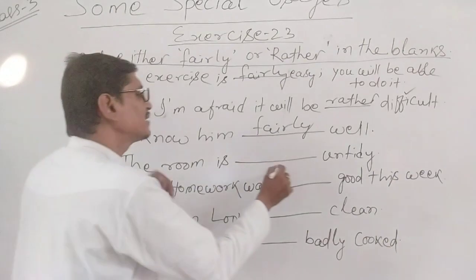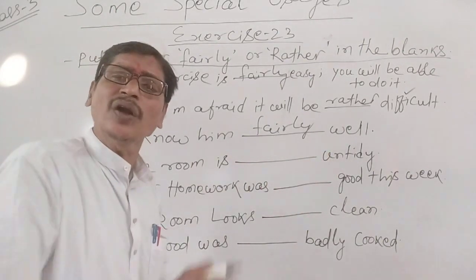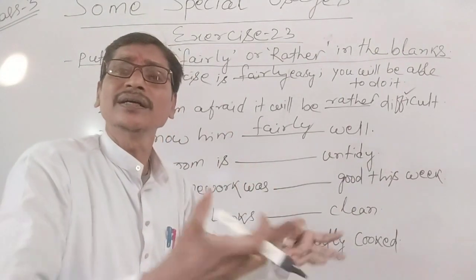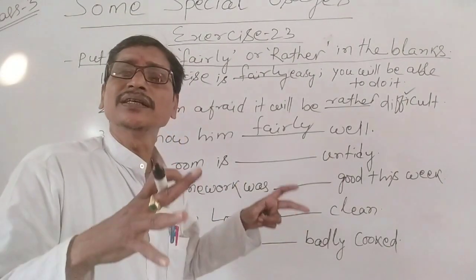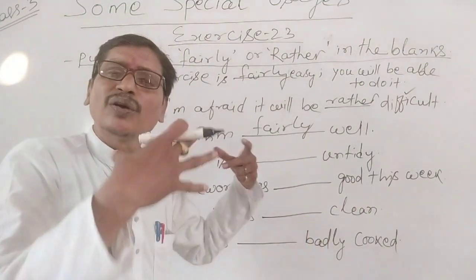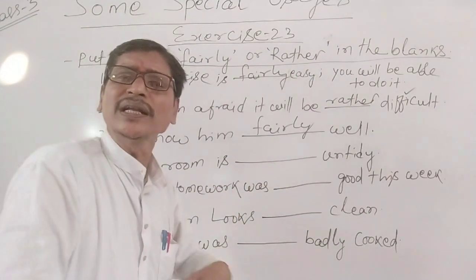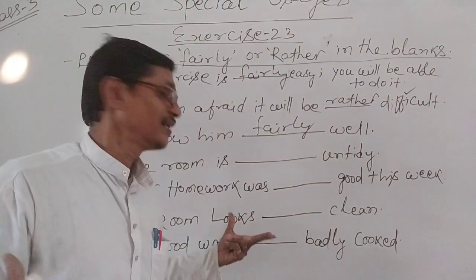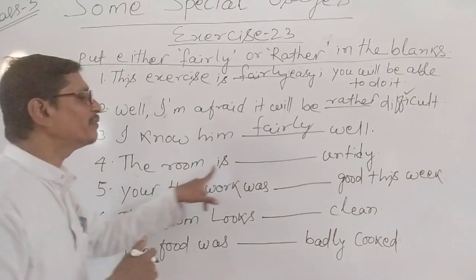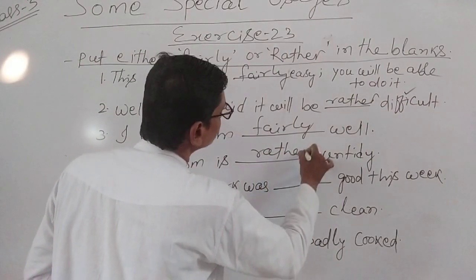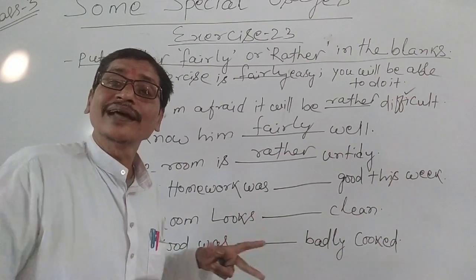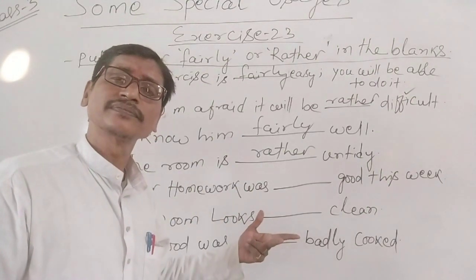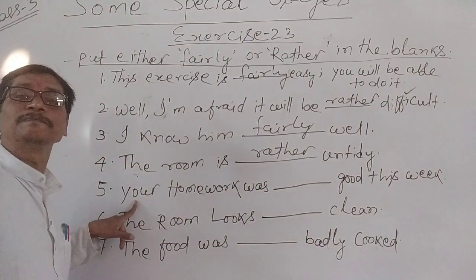So similarly, let's come to number 4. The room is dash untidy. Untidy means not in order, disorder. When somebody looks at your room, and the items, the utensils, your dresses, books are not in order, somebody will feel it negative and unpleasant. In that case, what will we use? The room is rather untidy. Understand? Because it expresses unpleasant and negative. Clear?